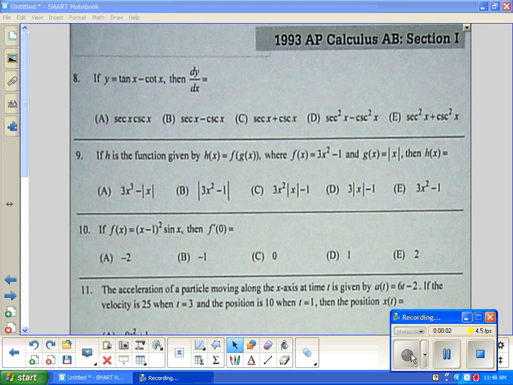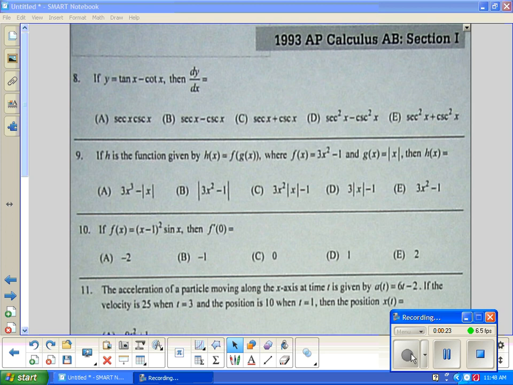So today for warm-up, we have the 1993 Calculus AB Section 1 exam, problems 8, 9, 10, 11 we'll cover here. We might do 12, we'll see. The first one says if y equals tan x minus cotan x, then dy dx. So all they're asking for is the derivative.